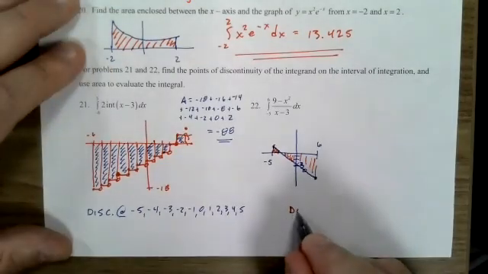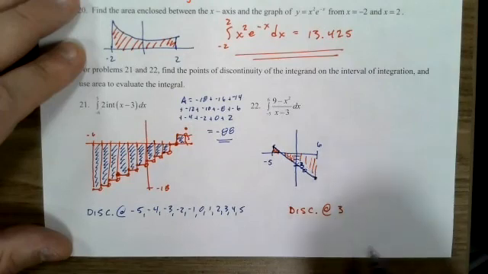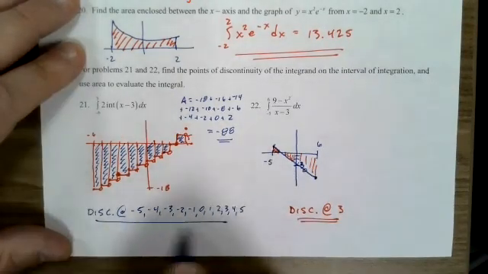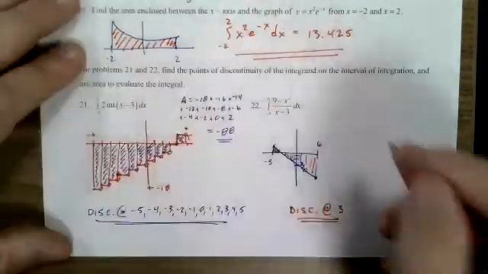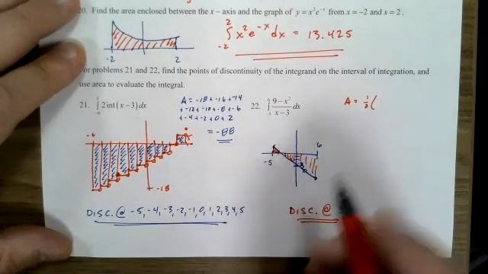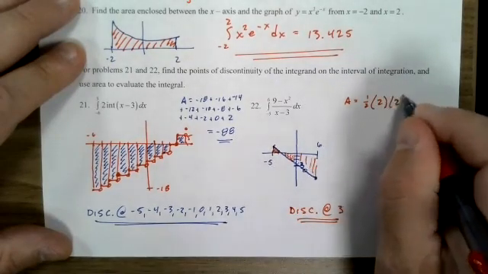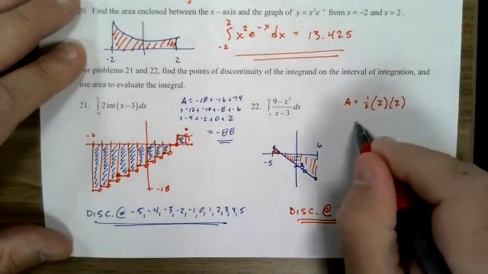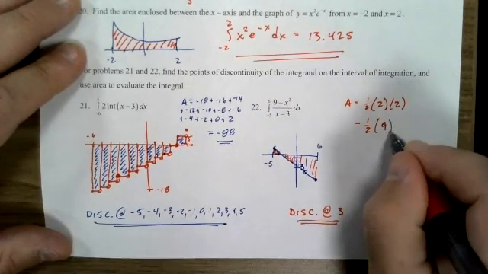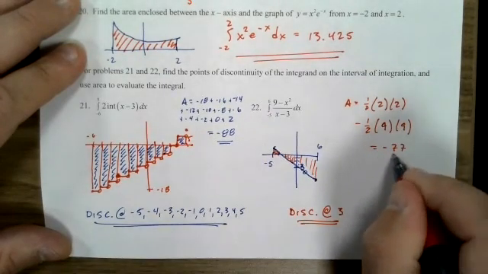So discontinuity at 3. And then the area is 1/2 of this, which is too long. How do I know that? I just do. Minus 1/2 of this, which is 9 long and 9 high. Equals -77 over 2.